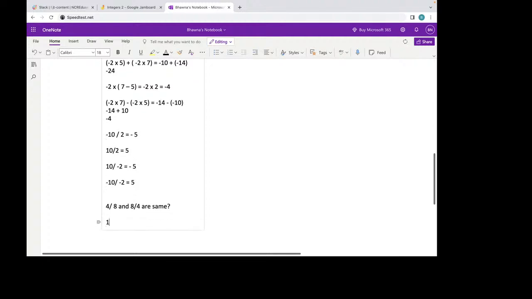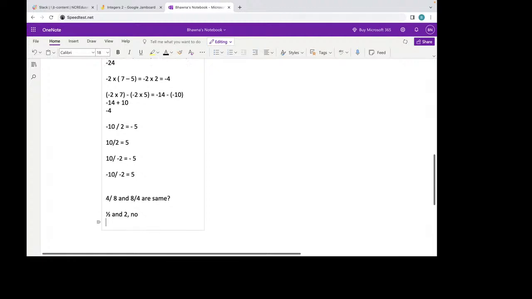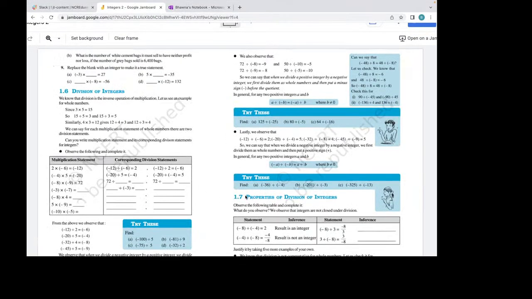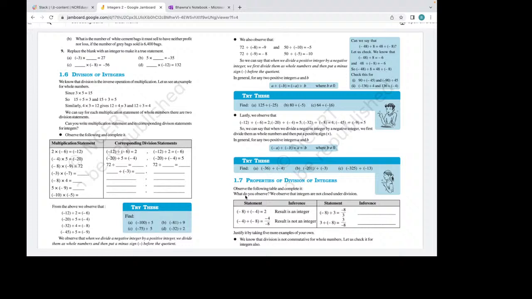So when we divide 4 by 8, we get 1 by 2, we get half, and here we get 2. So are they the same? No. That means they do not follow the commutative property, because in the commutative property we say a divided by b is equal to b divided by a, but that's not true, right? So that is why integers do not follow the commutative property for division. Okay.